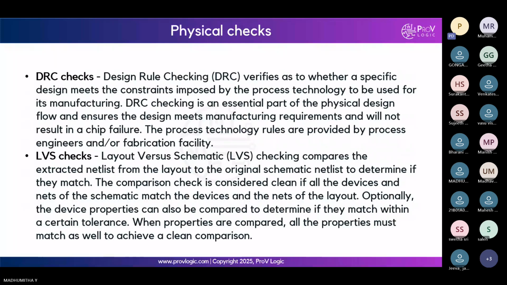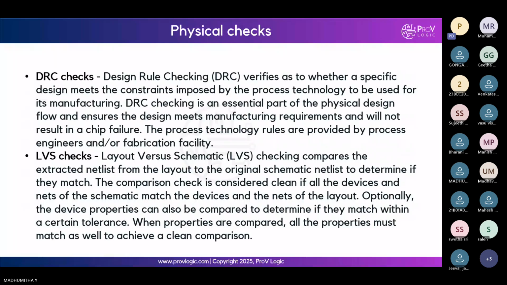Yes. So next is physical checks. For checking timing, we do static timing analysis. To do physical checks, there are two types: DRC check and LVS check. DRC means design rule checking, and LVS means layout versus schematic checking. These two types of checks we have to do separately, and they are called physical checks. To do these physical checks, we have a separate tool called Caliber PV, or IC Validator also.